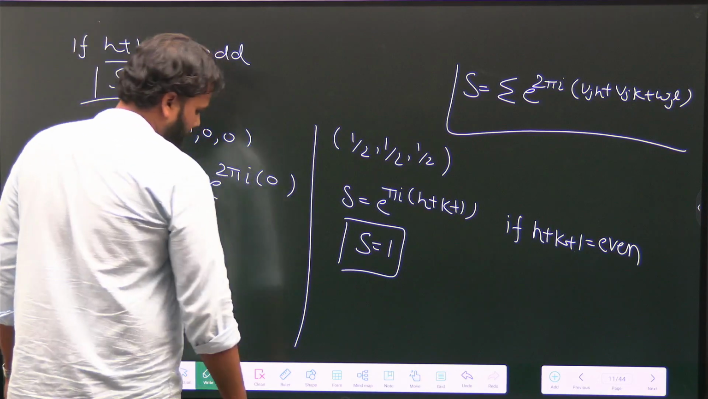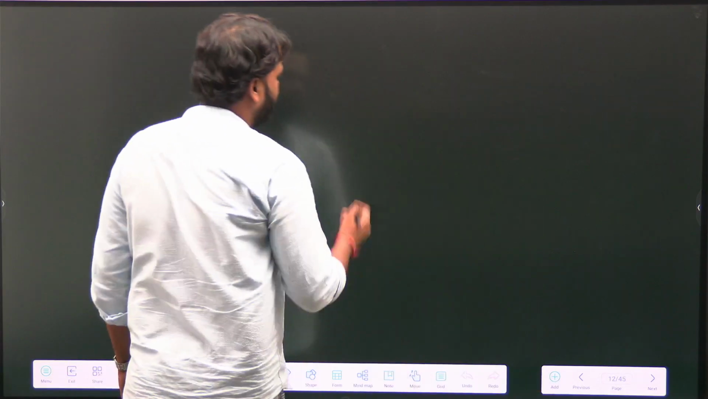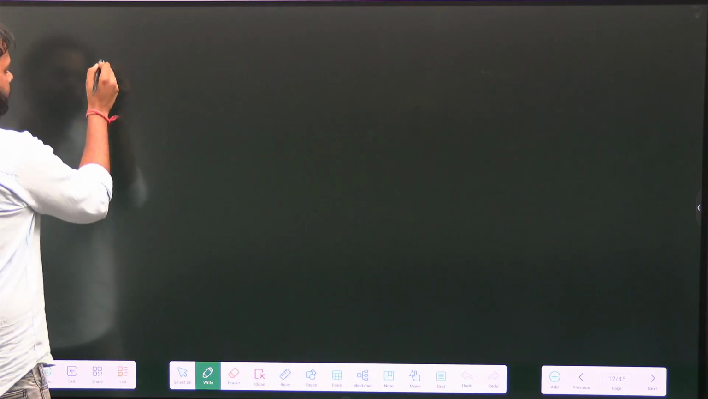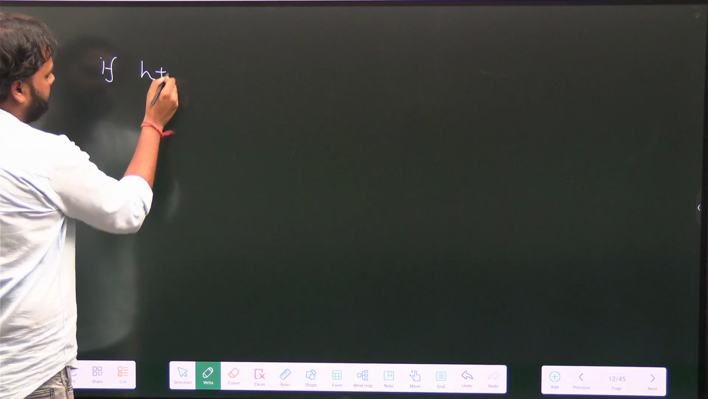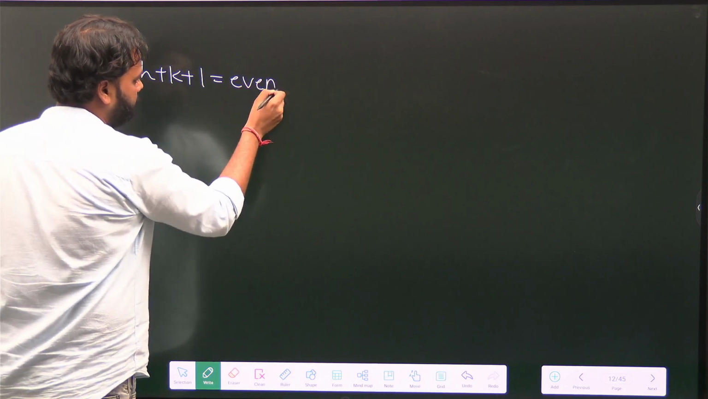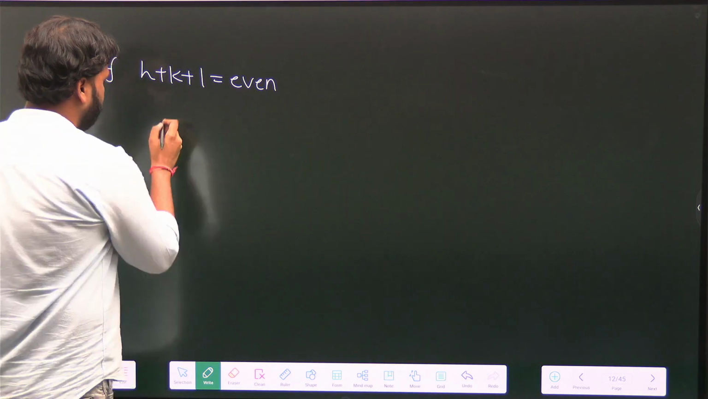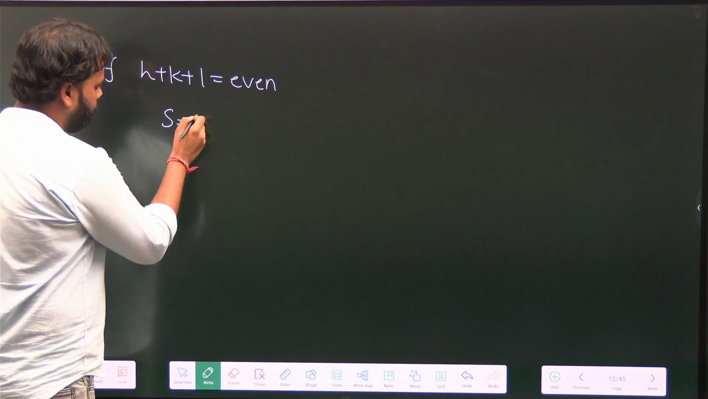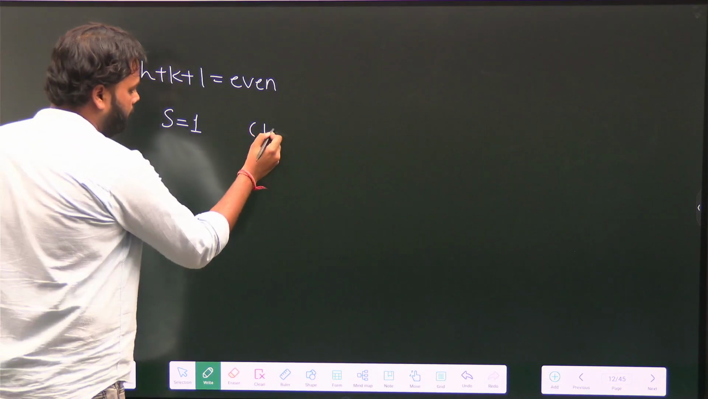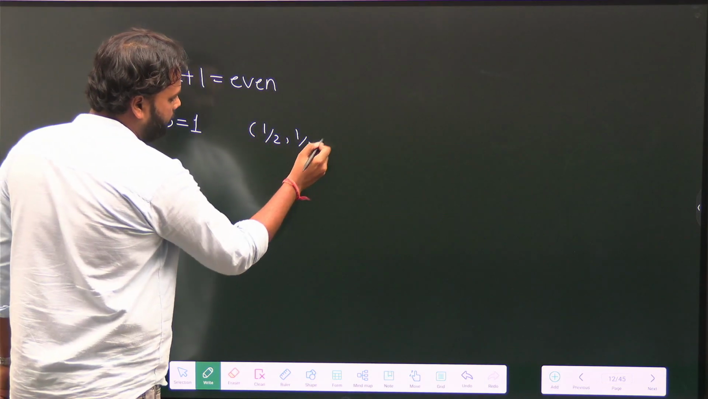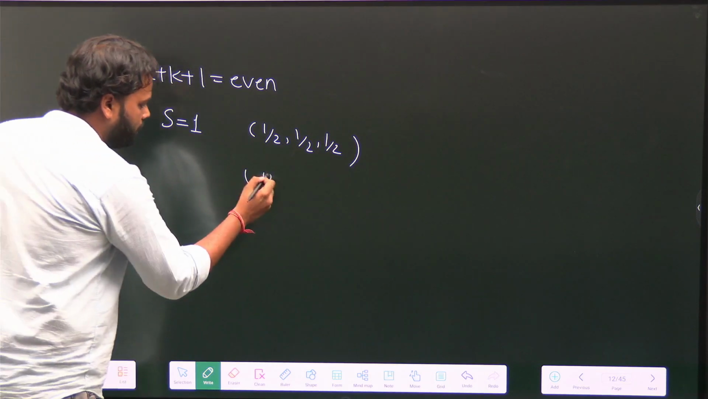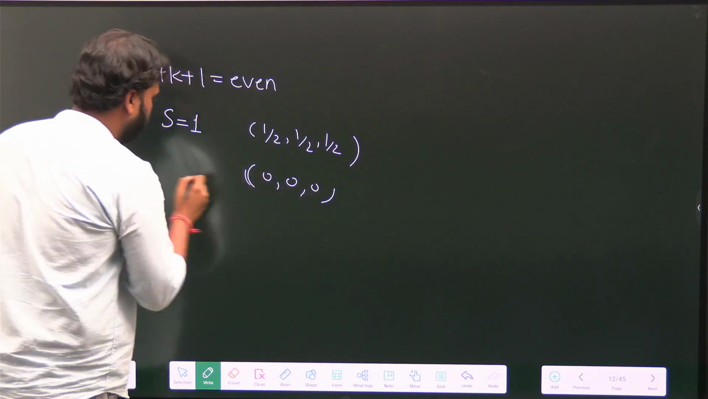Now, you can see it, right? Look, let me write the summary here again first. If h plus k plus l is an even number, then s is equal to plus 1 for the 1 by 2, 1 by 2 and 1 by 2 coordinate. Clear? Okay, and for 0, 0, 0, what have we already got? For 0, 0, 0 we have already got 1.